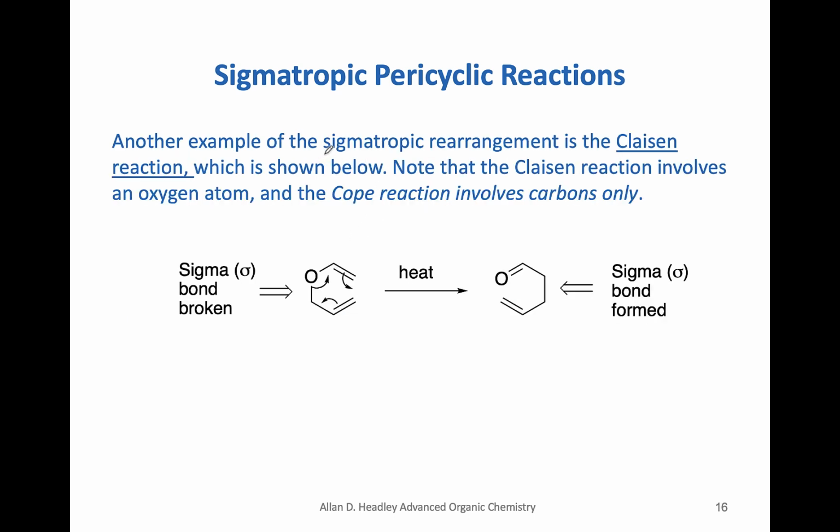So here's another example of a sigmatropic rearrangement. This is now called the Claisen Rearrangement because it has an oxygen atom. Same type of mechanism, same type of arrow movement as we've seen before for the Cope, but in this case it has an oxygen right here. So again, this is the bond that's been broken, and in the product, here's a new bond. So the new bond is formed right here. You should be able to write the transition state, the cyclic transition state, for this reaction.